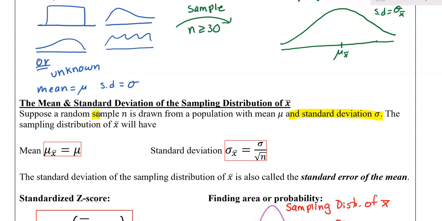To find those values, we're going to grab some sample from some distribution with some mean mu and standard deviation sigma. The distribution for x bar will have a mean that is the same as that of the population, but the standard deviation is going to change. We take the standard deviation of the population and divide by the square root of the sample size. This standard deviation, sigma of x bar, is also known as the standard error of the mean. So instead of saying standard deviation of x bar, we call it standard error.